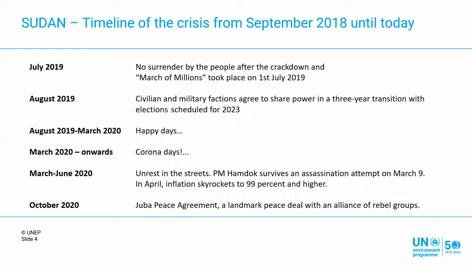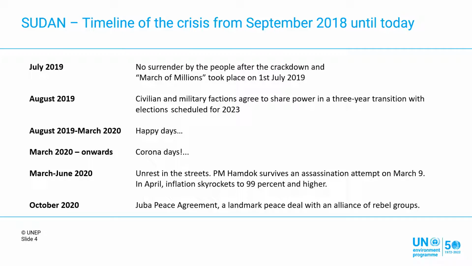Then Corona days started in March 2020, which came with a lot of restrictions in field work, in our meetings with government counterparts, in our monitoring efforts, in any kind of project implementation action. It was impossible to implement, with a lot of new ways of working, new ways of living that we all experienced. Meanwhile, there was unrest in the streets despite Corona, mainly due to the economic crisis and very high inflation, and there was an assassination attempt on Prime Minister Hamdok, but all those processes we were able to survive, we were able to adjust ourselves. You'll hear a bit more in the coming slides.